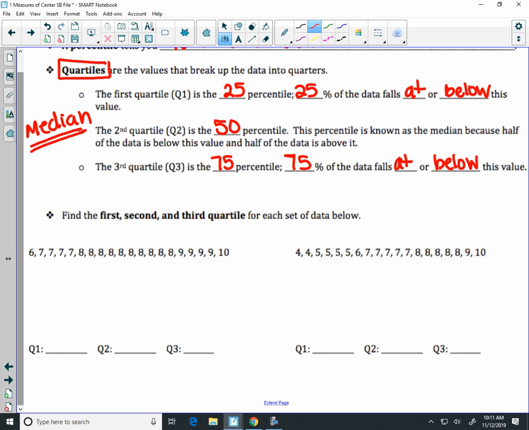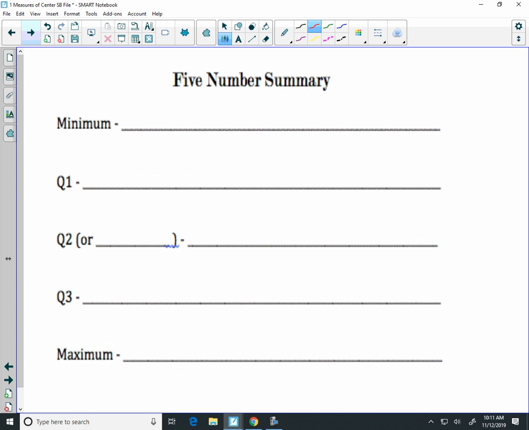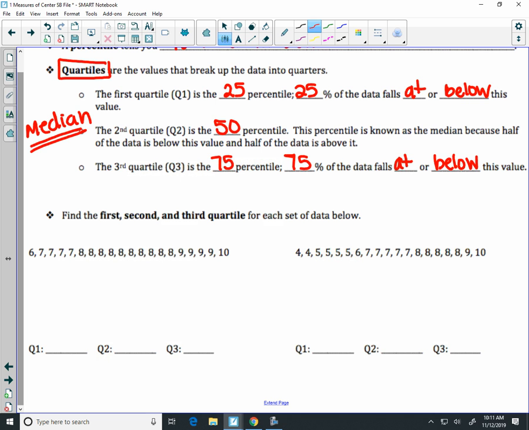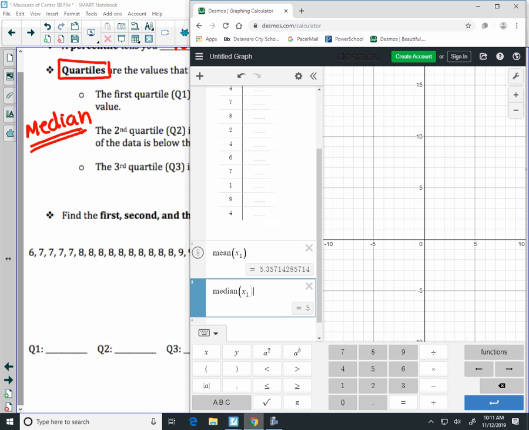Actually, let's see, since we have a shortened period today, we'll just do one of these. Do you like the one that starts with 6 or the one that starts with 4? Which one do you want to do? This one that starts with 6? Because you started entering it already in Desmos.